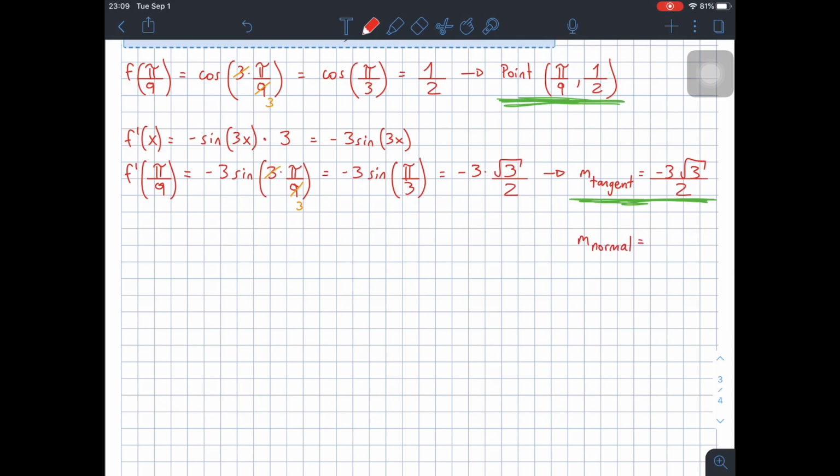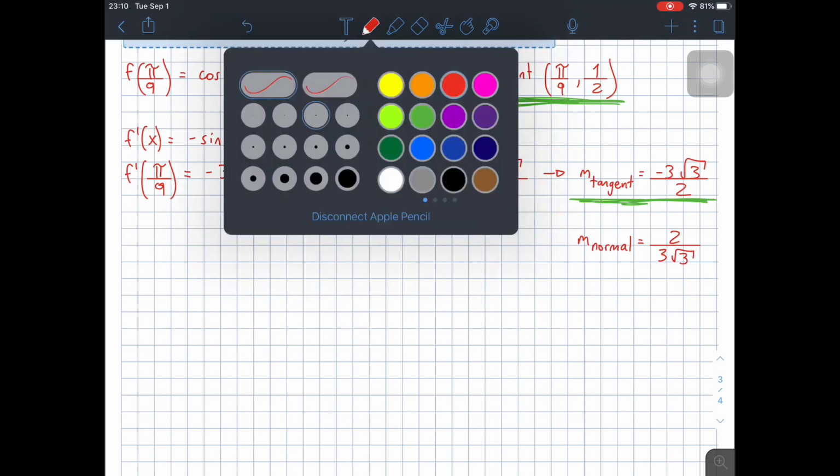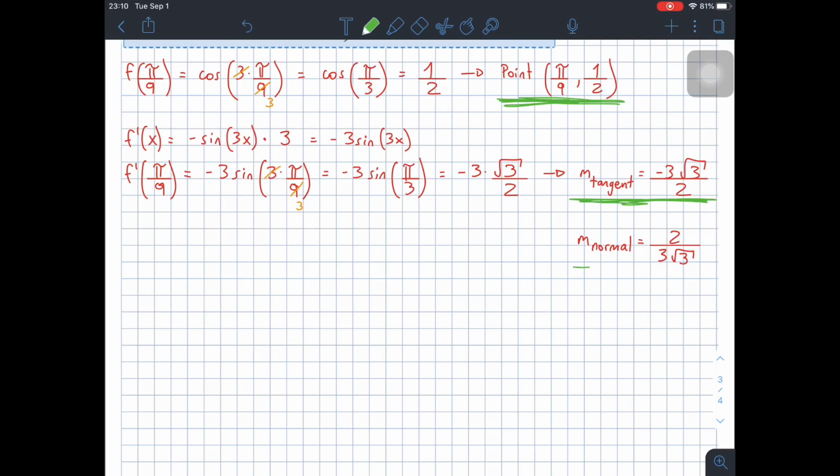Remember that the normal line is a line that is perpendicular to the tangent line. And whenever two lines are perpendicular, their slopes are the negative reciprocals of each other, right? So to find the slope of the normal, we just need to change the sign of this and flip the fraction. So we're going to get as a result 2 over 3 square root of 3. Okay, positive because this was negative for the tangent line.